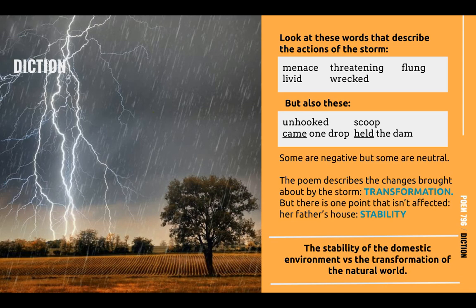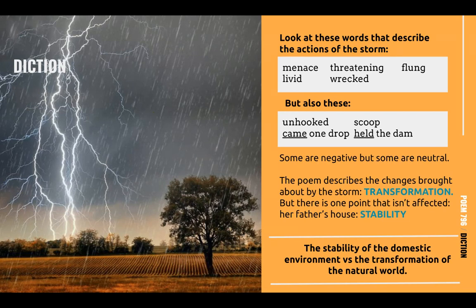There's all of the things that the storm transforms. But there's one point that isn't affected. Her father's house stays the same. So you have a contrast between the transformation created by the storm and the stability of one point. Transformation versus stability. The transformation of the natural world versus the stability of the domestic environment.